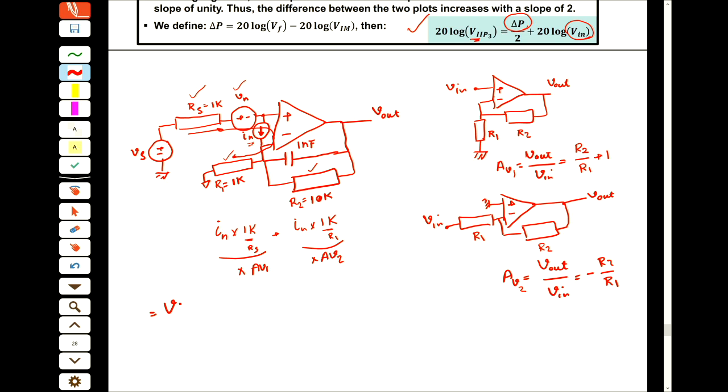So the total Vn of In equals 1K times In times AV1 plus AV2. AV1 here is 11 and AV2 is minus 10. True. We have 10K divided by 1K, so it's 10 plus 1, 11, for the non-inverting, and for the inverting it's 10. Clear? I will upload the result for you.